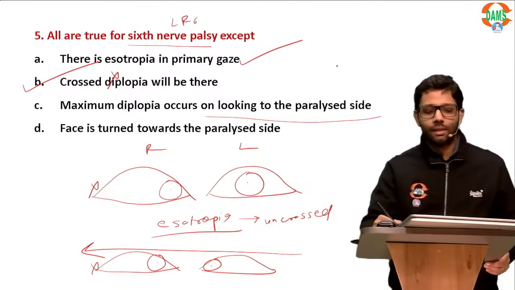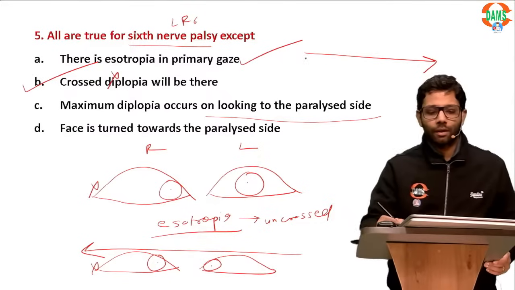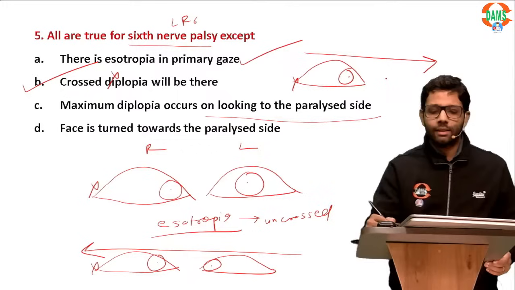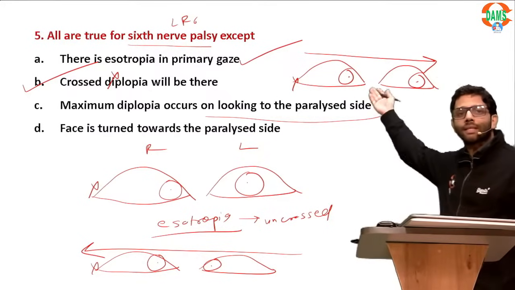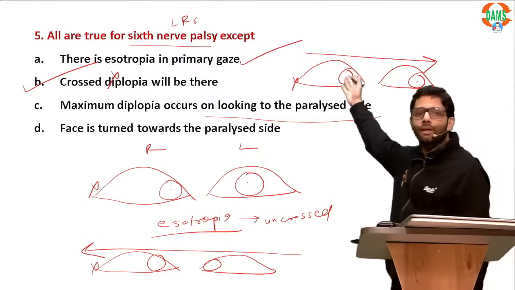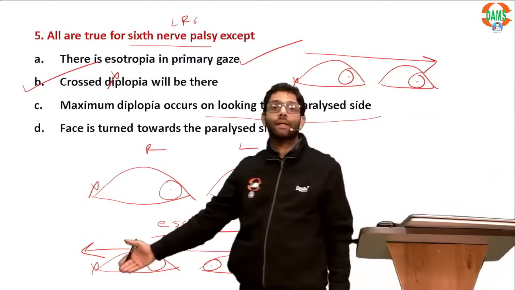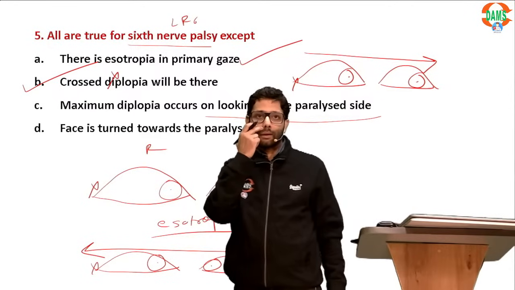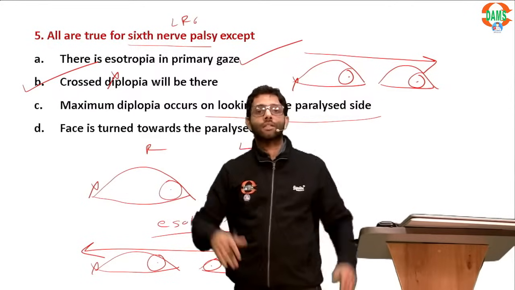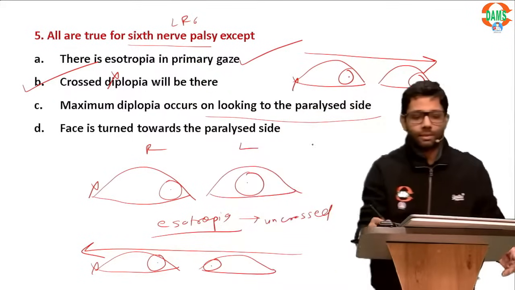If the patient looks on the left, in levoversion, this eye is already on the left side and the left eye will also go there. Both eyes are aligned. There is no diplopia on looking left, and maximum diplopia on looking right, in the direction of the paralyzed muscle. And the face turn is also on that side. This is how I tell in the class to identify from this line diagram.